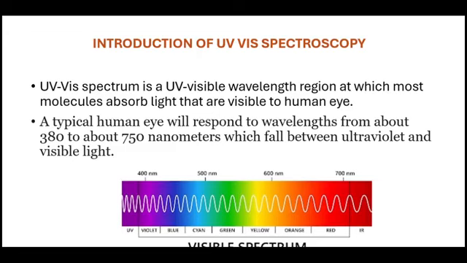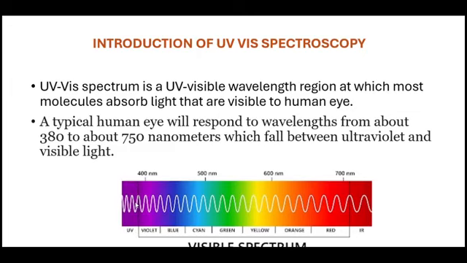Introduction to UV-Vis spectroscopy. The UV-Vis spectrum is the wavelength region at which most molecules absorb light that is visible to the human eye. A typical human eye will respond to wavelengths from about 380 to about 750 nanometers, which falls between ultraviolet and visible light.